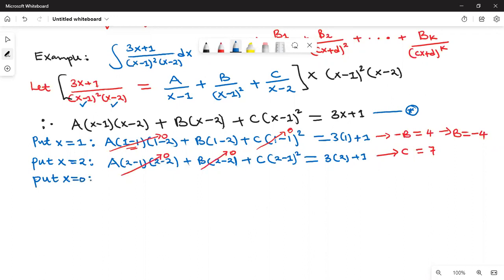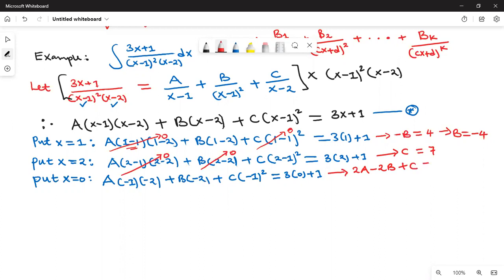What are we going to get? I'm going to get A. So here will be 0 minus 1, which is -1, times -2, plus B times -2, plus C times -1, and this is supposed to be squared, is equal to 3 times 0 plus 1. So with that, what do we have? It will now give us 2A, then minus 2B, and then -1 squared is 1, so here we'll have plus C is equal to 1.